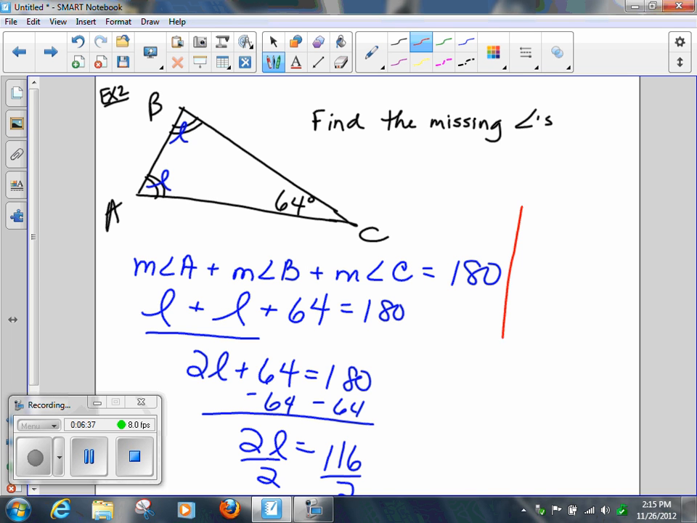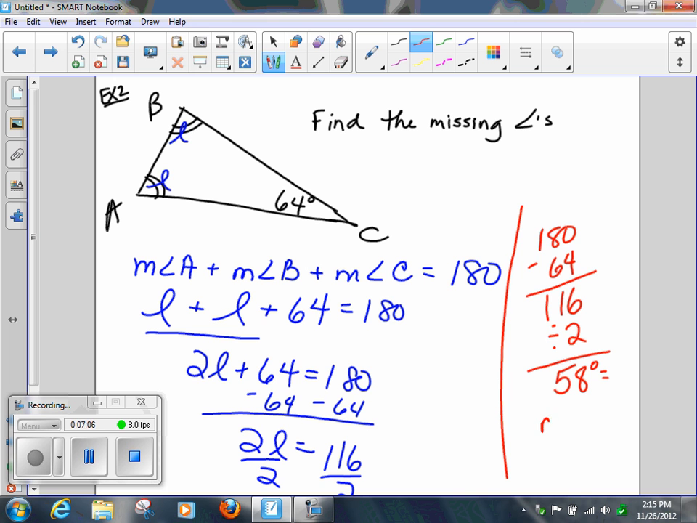There's a way easier way to do this problem. L equals 58. Somebody said it: 180 minus 64, which is 116. And what do you do with 116? Why are we dividing by 2? Because there are two congruent angles which are 58 degrees each. Right on? Right on. Yep. I'm listening.